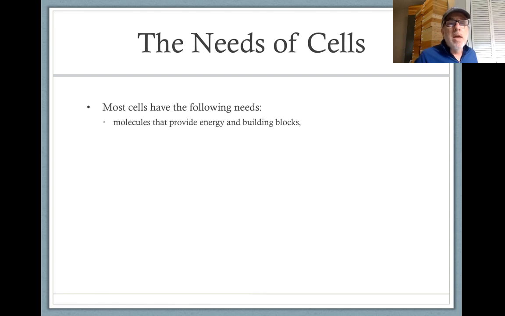Let's take a look. Well, first, molecules that provide energy and the building block molecules for all those large macromolecules. A cell needs a constant input of those things, of energy and building block molecules. Oxygen. Cells need to be able to do cellular respiration, so they need a constant input of oxygen. And finally, they need something to remove waste.